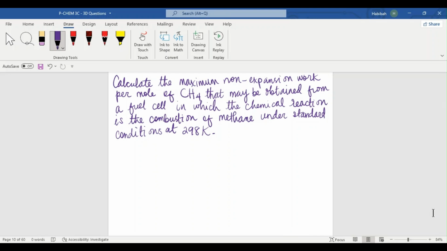So today we're going to be working on the question on the screen that says: calculate the maximum non-expansion work per mole of CH4 that may be obtained from a fuel cell in which the chemical reaction is the combustion of methane under standard conditions at 298 kelvins.